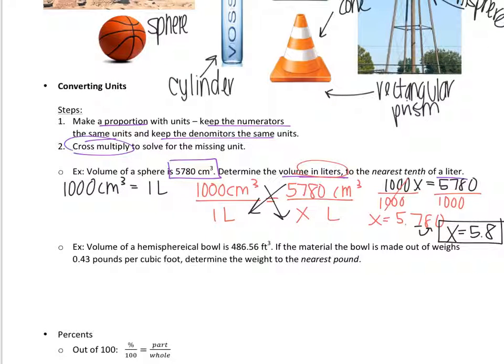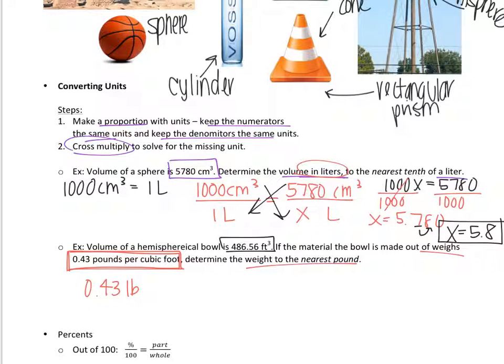If we look at the next example, we have a hemispherical bowl where the volume is given as 486.56 feet cubed. The material that the bowl is made out of weighs about 0.43 pounds per cubic foot. That's the conversion we're going to use. We're not going to look at the reference sheet. It's already given in the problem. And our goal is to find the weight to the nearest pound. So our first step here is to take this thing in the red box, 0.43 pounds per cubic foot, and change it to a fraction.